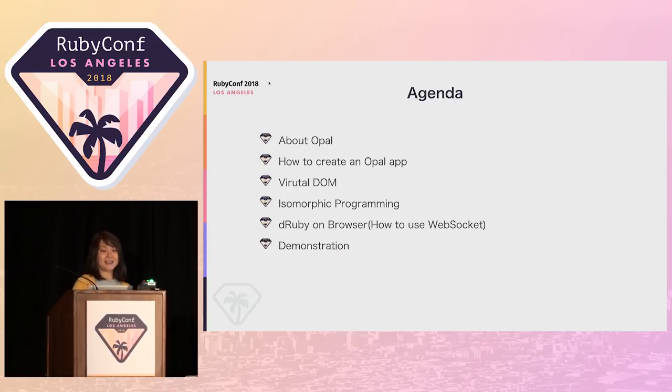Today's agenda is here. First, I introduce Opal and show you how to create an Opal app. And then virtual DOM, isomorphic programming, and dRuby on browser. And at last, I show you a demonstration of Shogi.